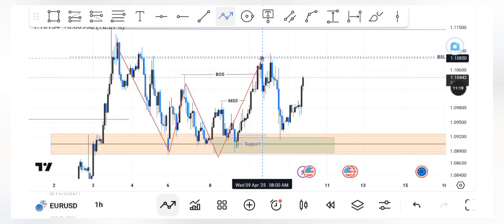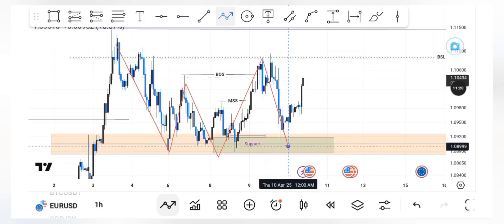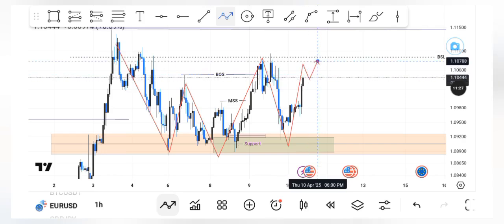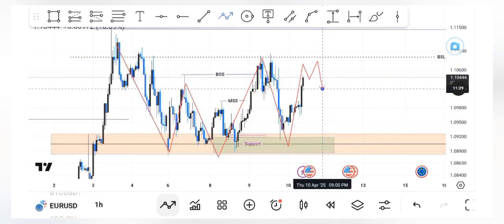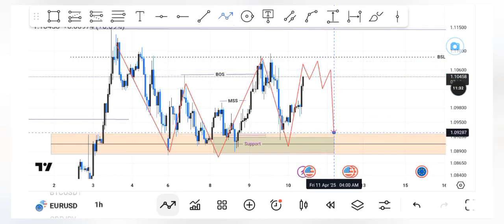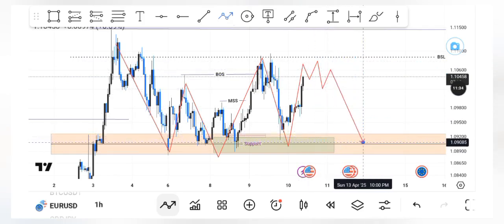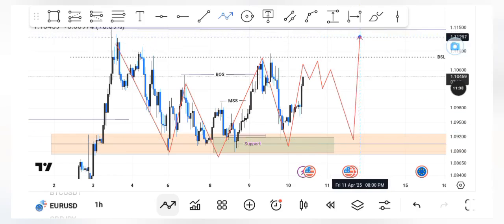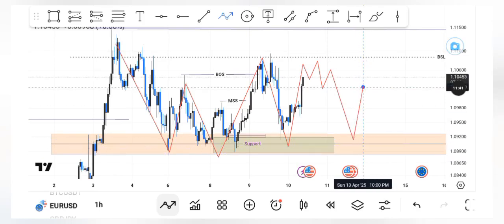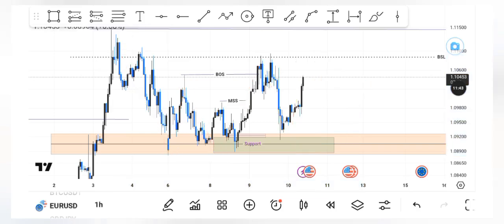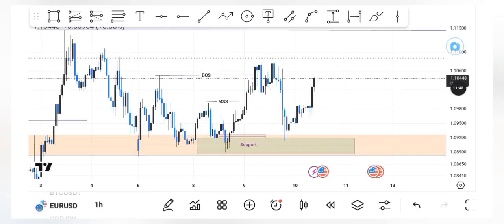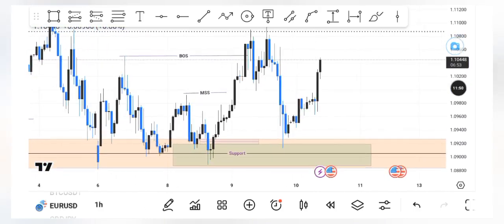As I told you, this market is in a ranging session on a higher time frame. If the market fails to break above this zone, we shall expect it to come back to this low, this support. If the market also gives us a market structure shift, it will continue pushing higher and higher.